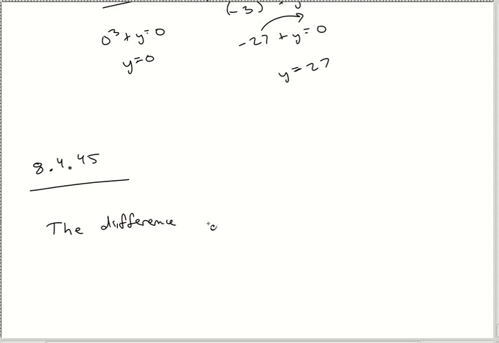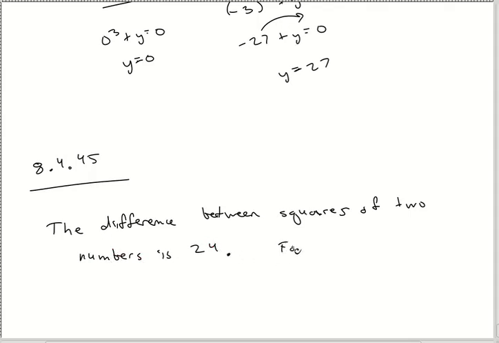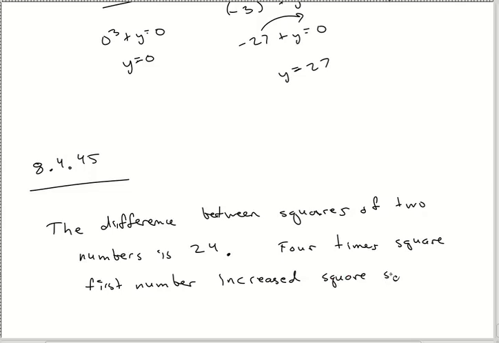So the difference between squares of two numbers is 24. 4 times the square of the first number increased by the square of the second number is 101.